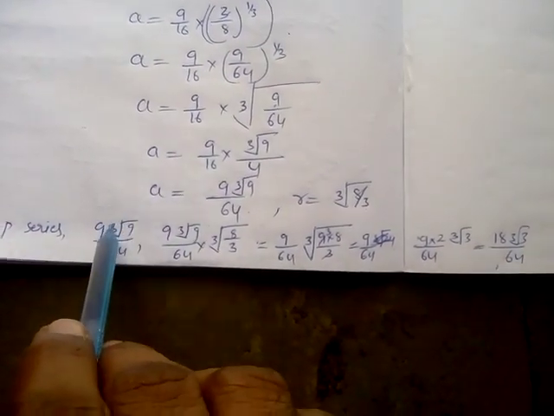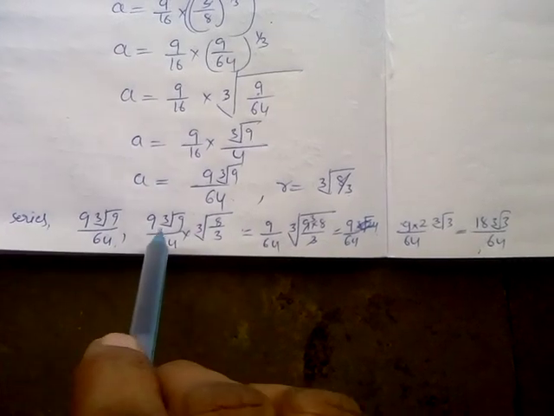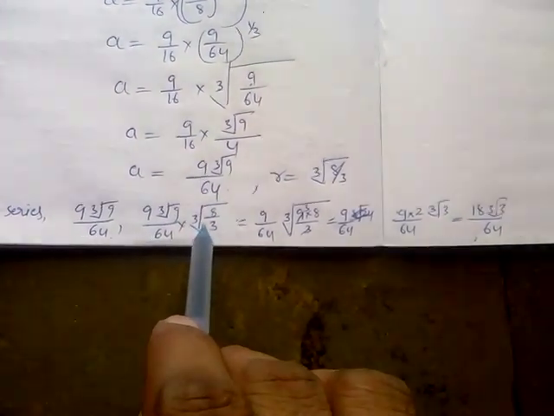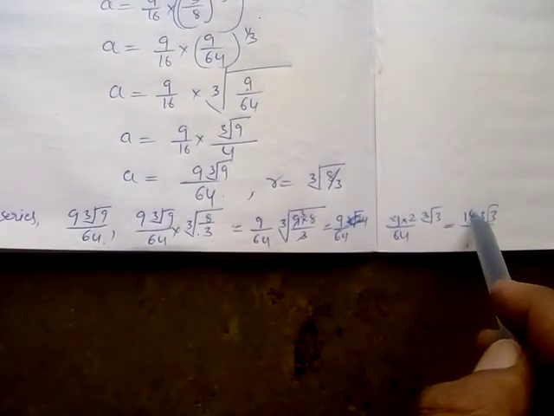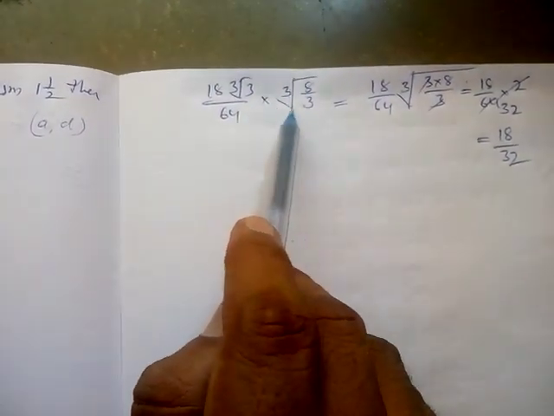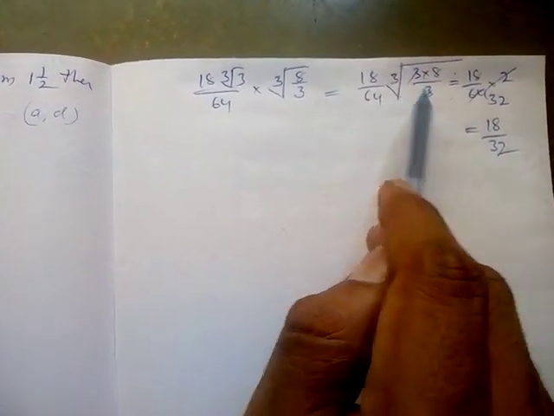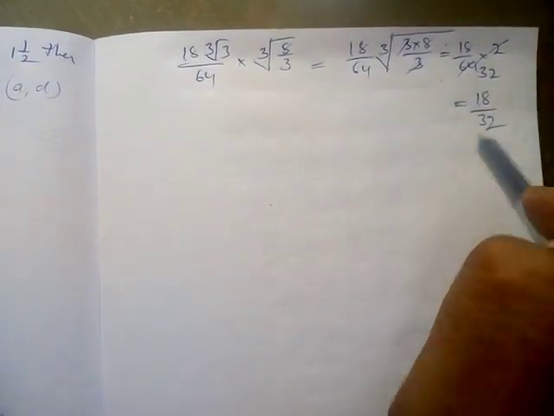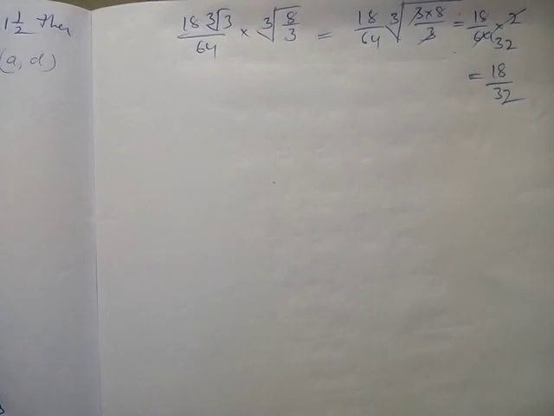So first term is 9 cube root of 9 by 64. Second term is this first term multiplied with the common ratio. It becomes 18 cube root 3 by 64. This is the second term. How to get the third term? Second term is multiplied with the common ratio. Okay, so we get 18 by 64 into 2, 32 times, 18 by 32. So this is the GP series.